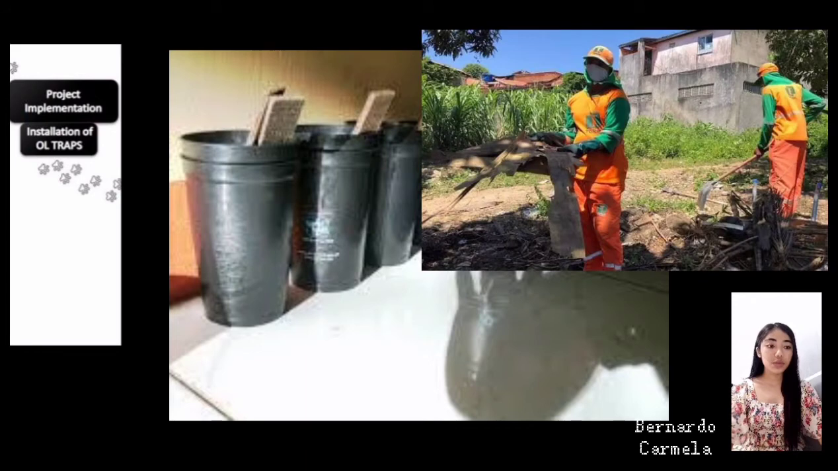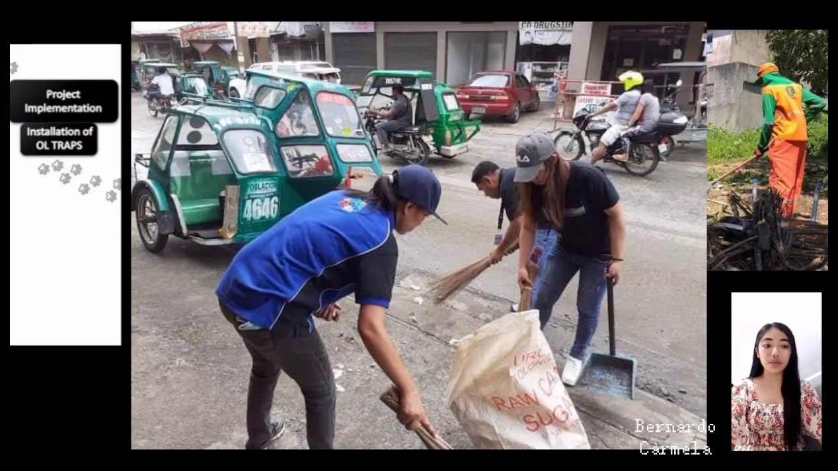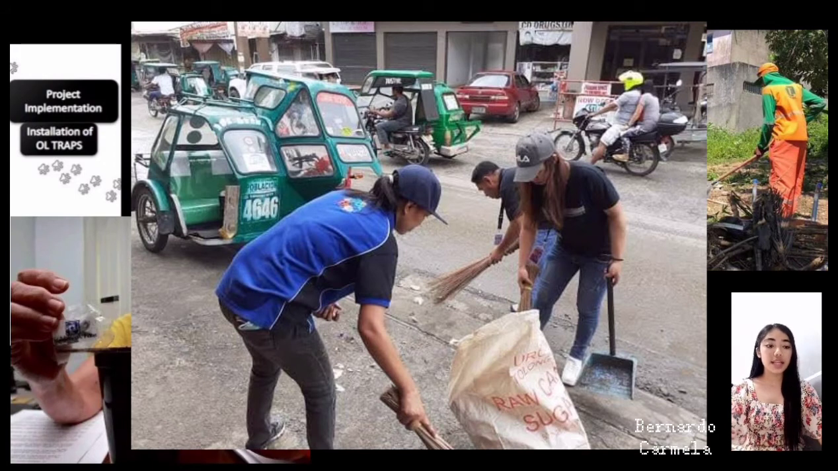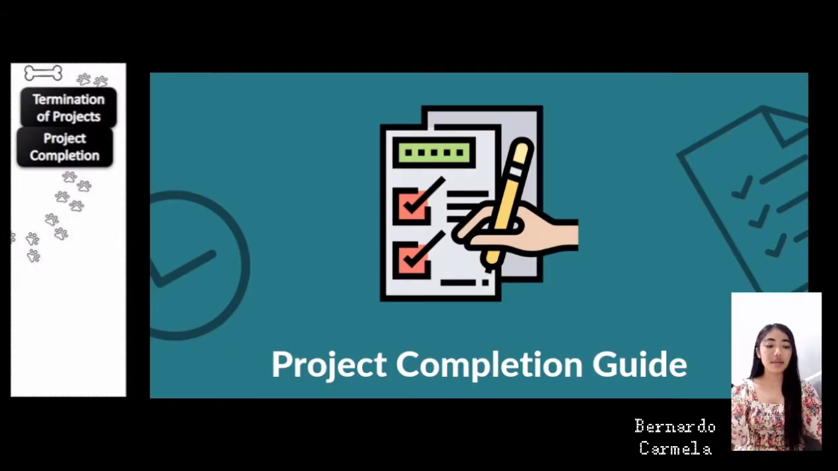And the fifth stage will be the allocation of the budget, installation of the online trap, a cleanup drive activity, and a seminar about the online trap system, which will be conducted in the said barangay while following government protocols during this pandemic. And the last stage is about the completion of the project, whereby the trainees finish the said project and inform their clients and partner communities about the status of the project and other necessary details.